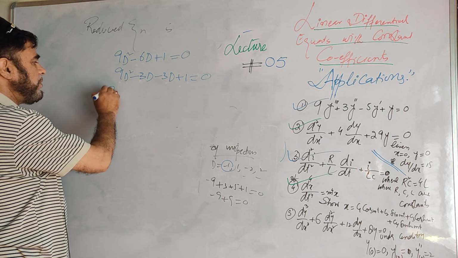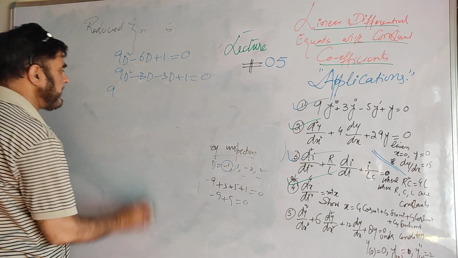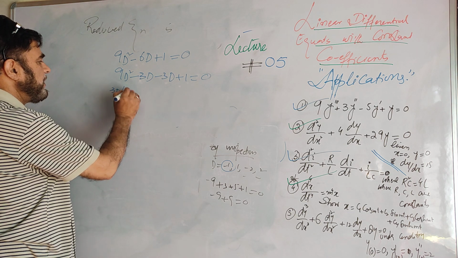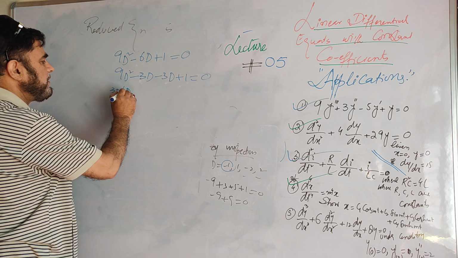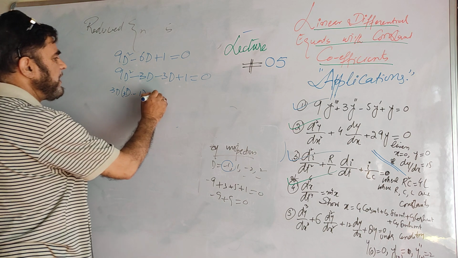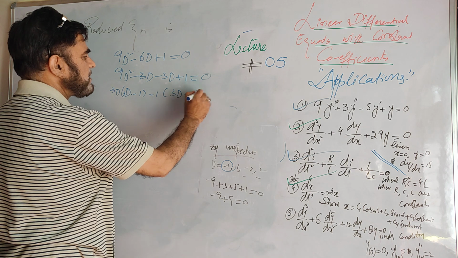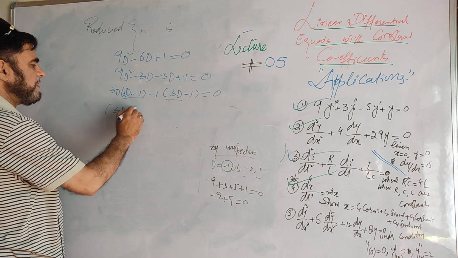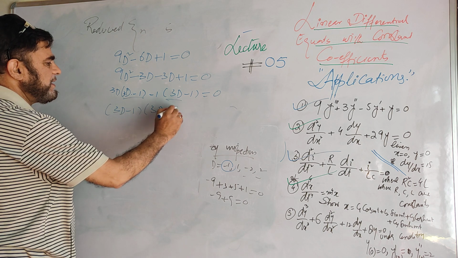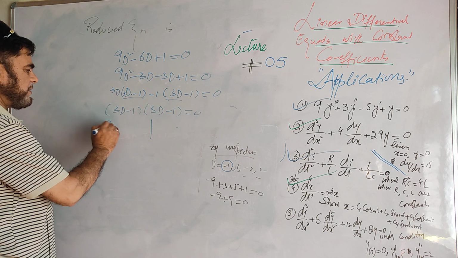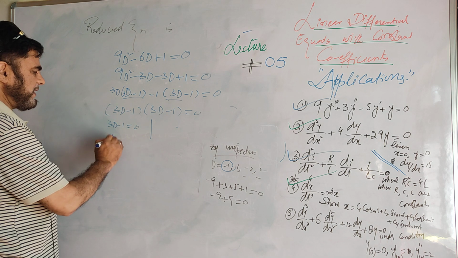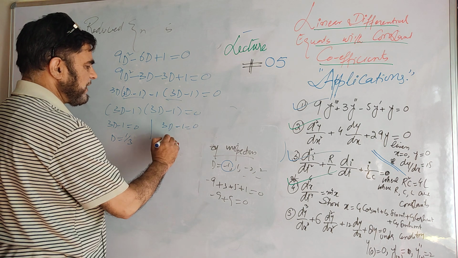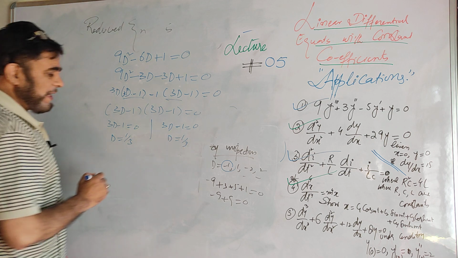Now take 9d common, 3d you can take common here. Taking 3d common, it is d, 3d -1 common, it is 3d -1 equal to 0. Take 3d -1, you get again 3d -1 equal to 0. So when you take 3d -1 equal to 0, that gives d is 1 by 3. Again 3d -1 equal to 0 gives d equal to 1 by 3. So you have two roots repeated.